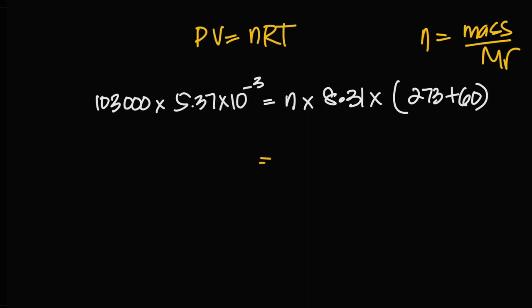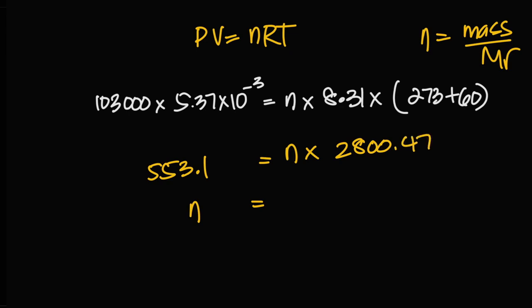And what do you get on the left hand side? Anybody give me this? Come on. 553.1. Okay. And then on this side, 333 into 8.31. And you find n then. So what is here? 2800. So what do you get number of moles as?